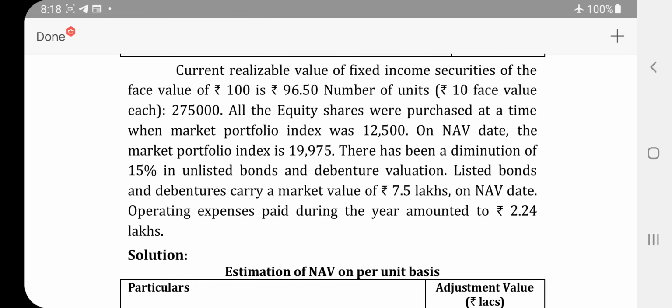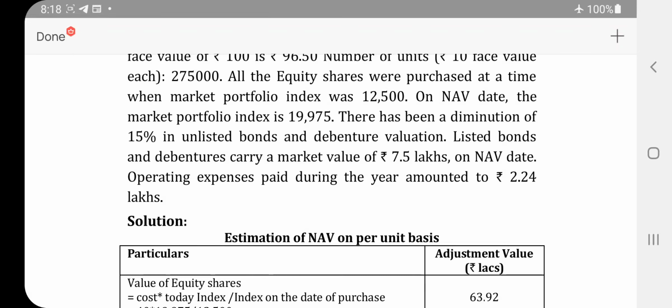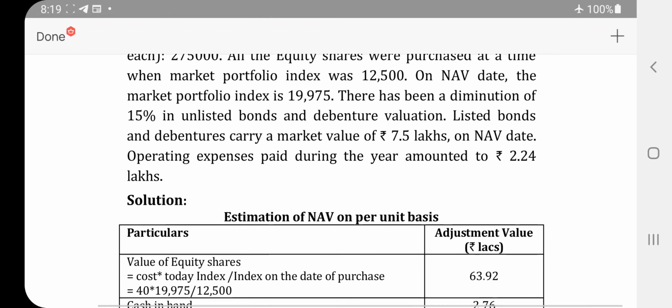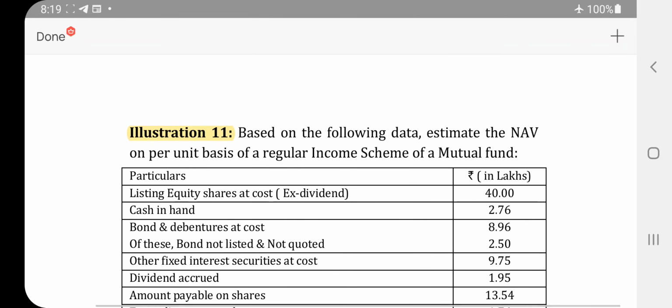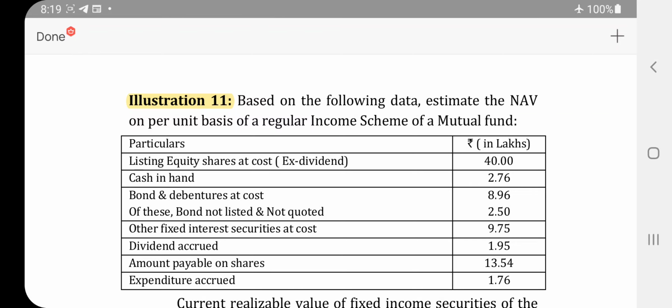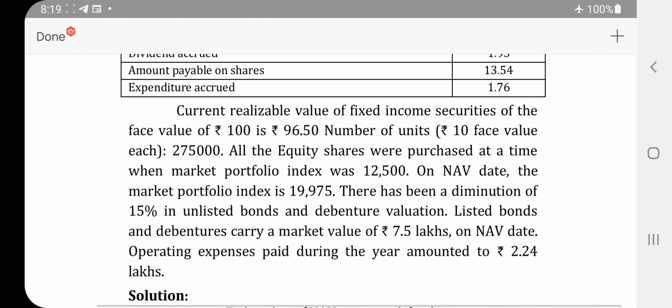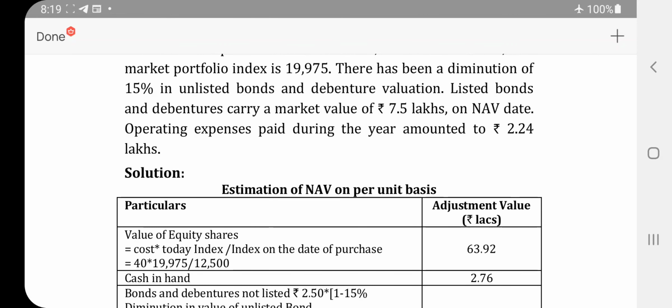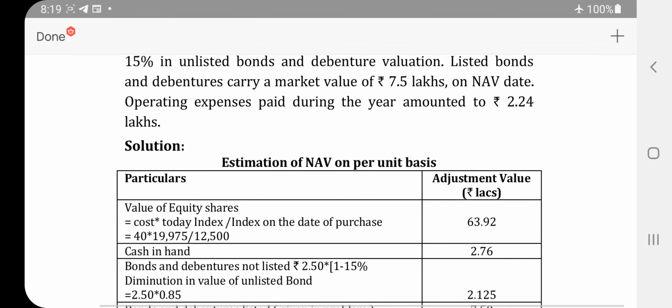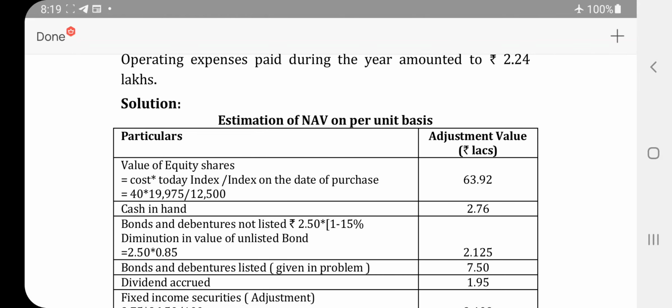On NAV date, operating expenses paid during the year amounted to rupees 2.24 lakhs. So total operating expenses they have given here is around rupees 2.24 lakhs. With this information we need to calculate NAV per unit on the basis of a regular income scheme of a mutual fund. So let us start with the solution. Estimation of net asset value on a per unit basis. Particulars and adjusted values in lakhs, that we need to take into consideration.